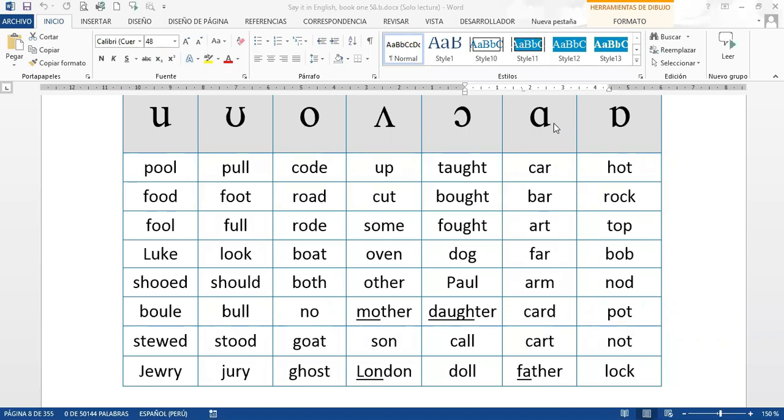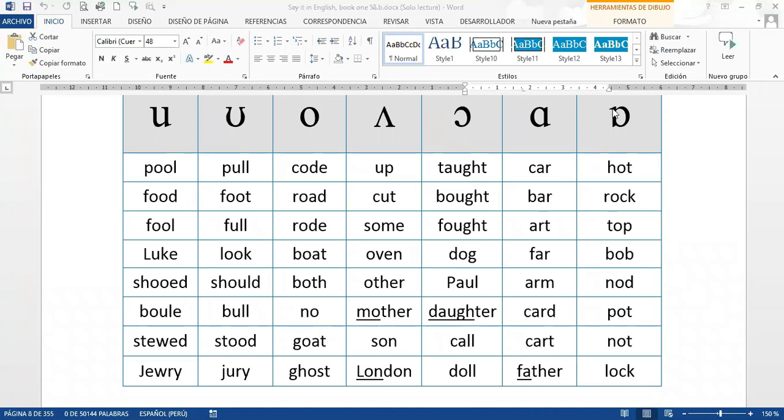So it's different to say car, car, and to say car, car. Car, Spanish. Car, English. So what is going on here? The tongue moves backwards. So, okay, listen and repeat. Car, bar, art, far, arm, card, cart, father.